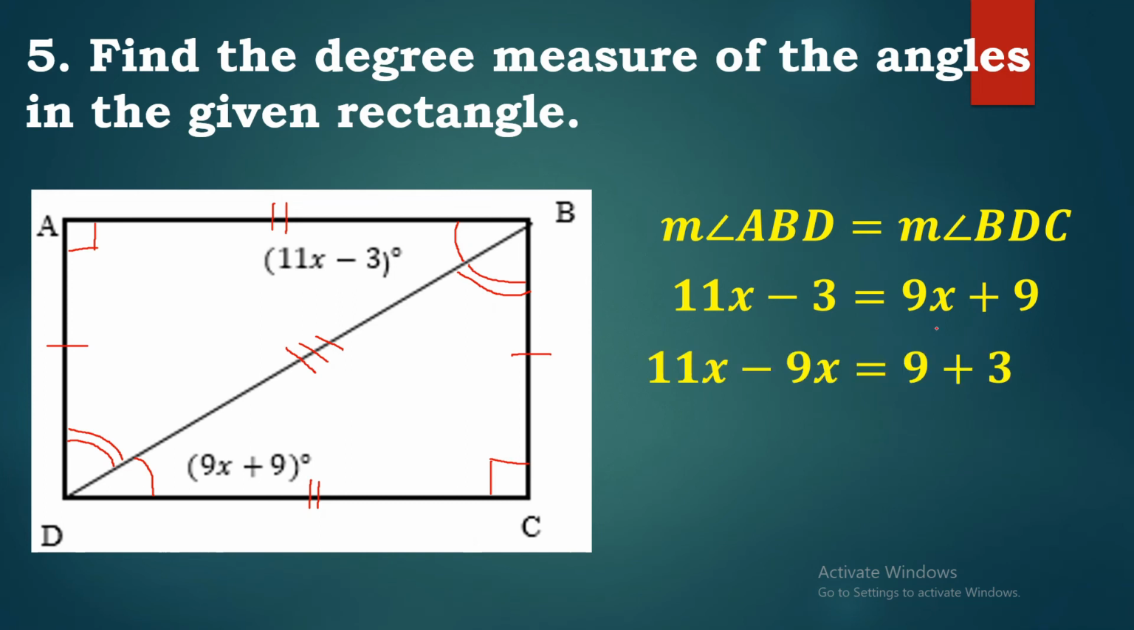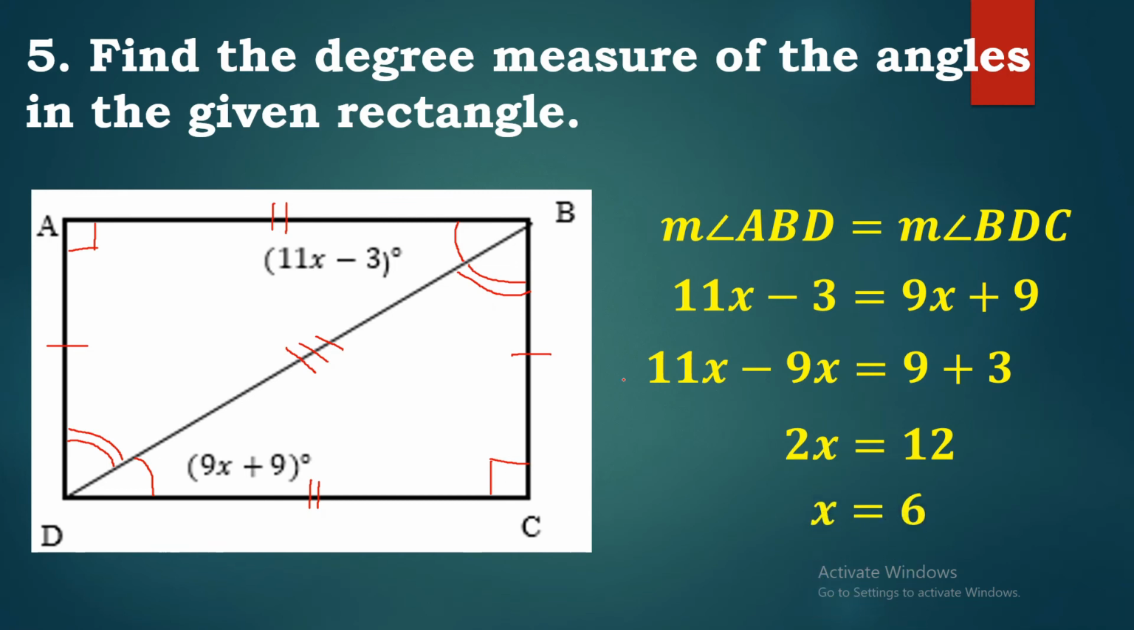So when we transpose 9x to the left side of the equation, it becomes negative 9x. And when we transpose negative 3 from the left side of the equation to the right side, it becomes positive 3. Simplifying the equation, we have 11x minus 9x, that's 2x, and 9 plus 3 is 12. So we now have 2x equals 12. So to solve for x, we have to divide both sides of the equation by 2. So that is now x equals 6.